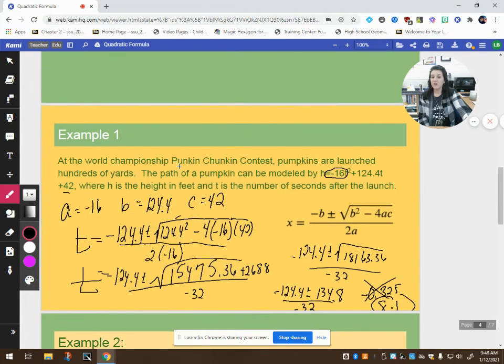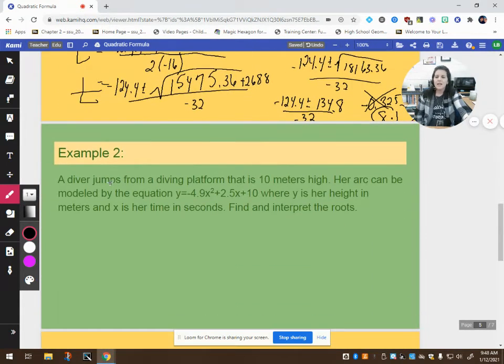So that's what this problem told me. I never ever heard of a pumpkin chunkin contest. Sounds like fun though.